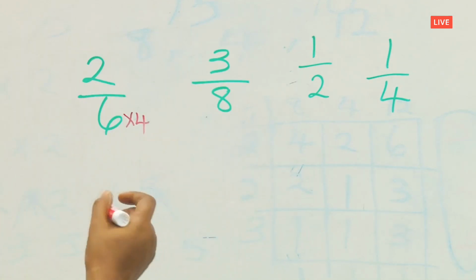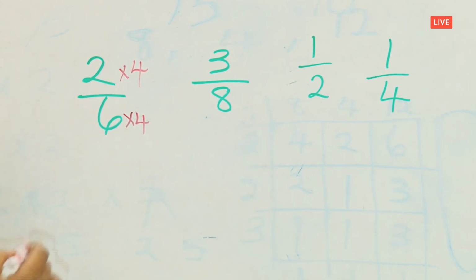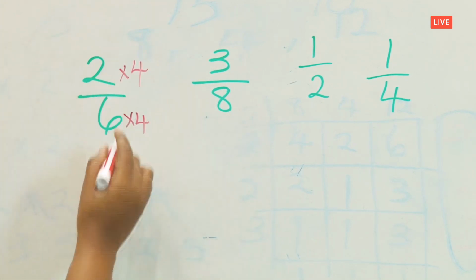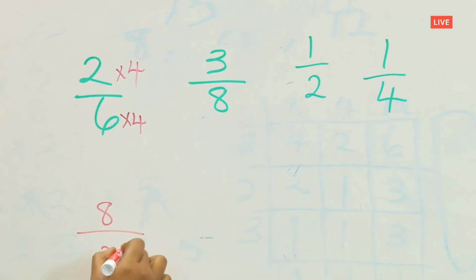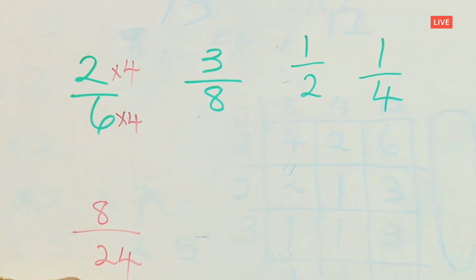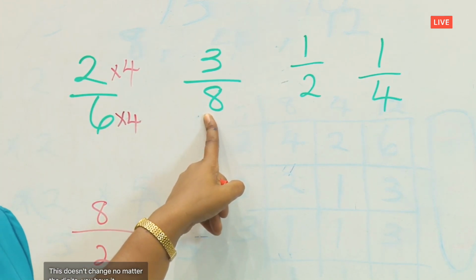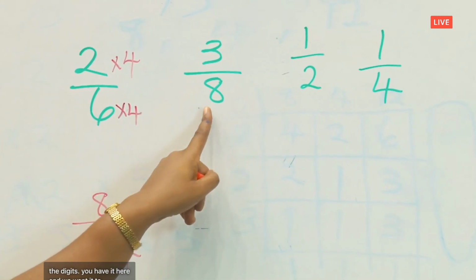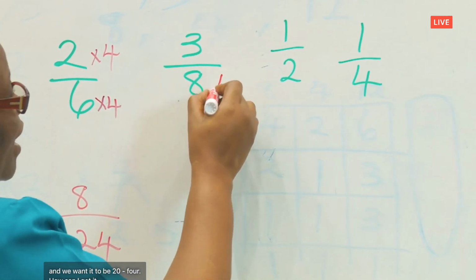And anything we do to our denominator, we must do it to our numerator so that we do not change the value of our fraction. So we'll have to multiply 2 by 4 as well. So our new fraction for this fraction would be 2 times 4, 8, and we already know 6 times 4 would be 24. So that is our new denominator. This is our new fraction for this. Value doesn't change, no matter the digits you have.